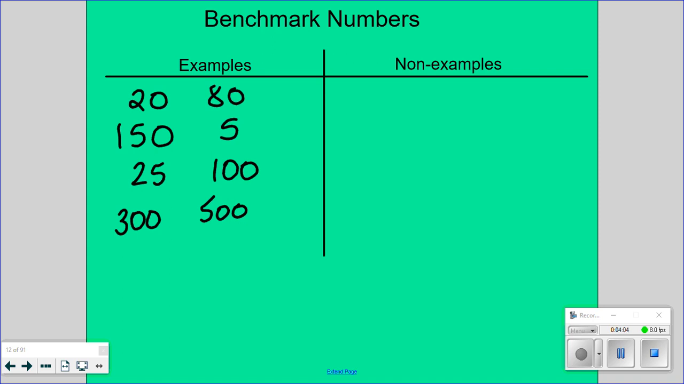Now, some 2s might be friendly, but I wouldn't say every multiple of 2. Right? 68 is a multiple of 2, but that doesn't seem like a friendly number to add with. Can you give me some non-examples of numbers that would not be easy to add with or subtract with? Connor, what do you think? Maybe like skip counting by 3. 3, sure. Maverick? 50,000. So 50,000 would still be a skip count of 10 or 100, which might mean that it could be easier to work with.